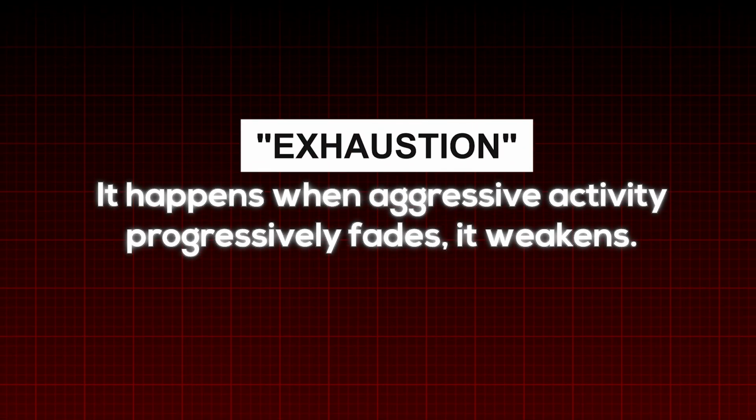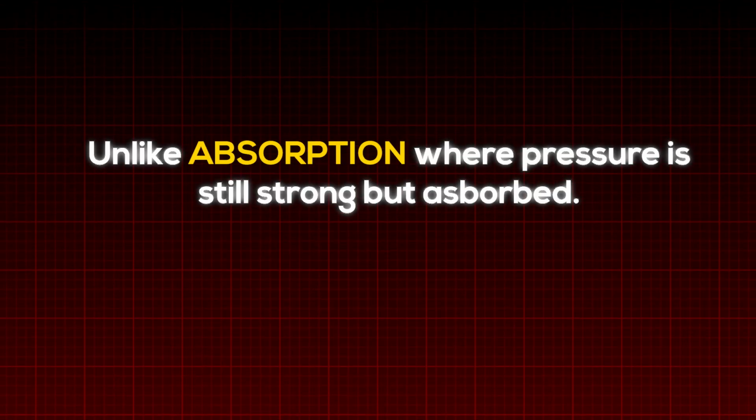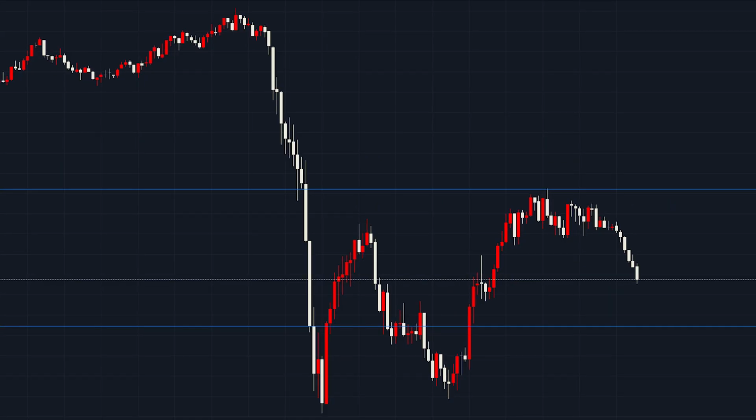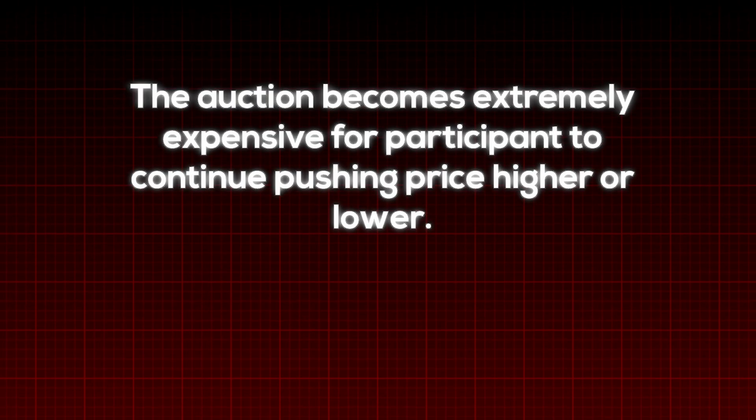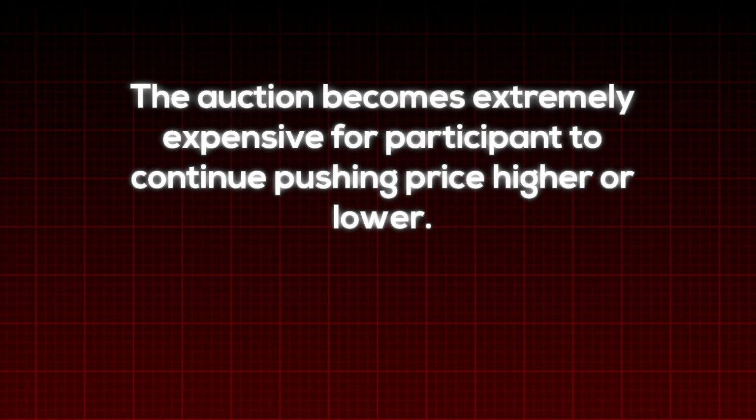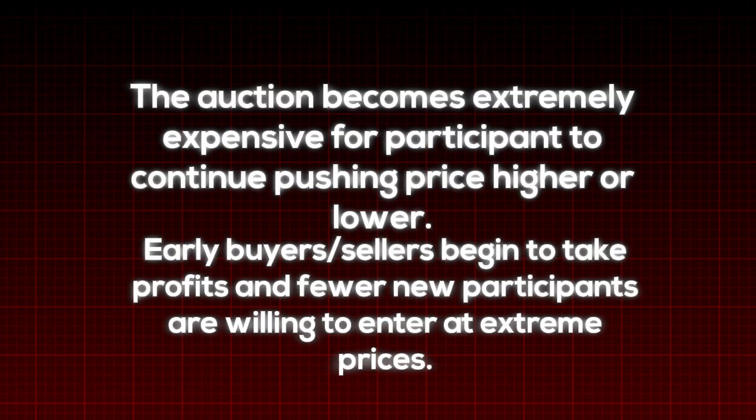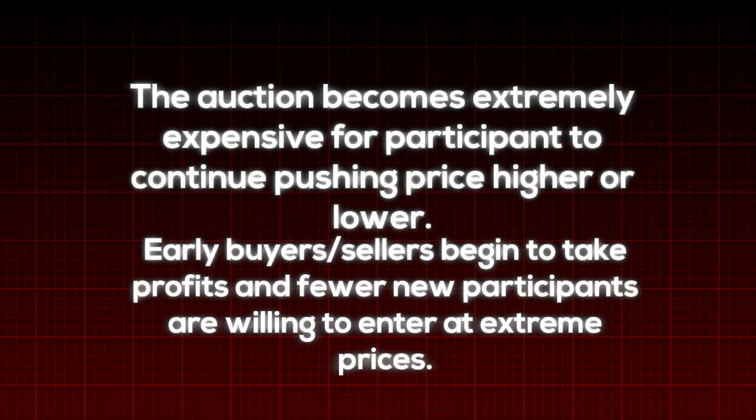Now, exhaustion is different. Exhaustion happens when aggressive activity progressively fades, unlike absorption where aggression is still strong but absorbed. In exhaustion, the initiative pressure simply weakens. This often occurs when a trend becomes mature. The auction becomes increasingly expensive for participants to continue pushing price higher or lower. Early buyers or sellers begin to take profits, and fewer new participants are willing to enter at extreme prices.